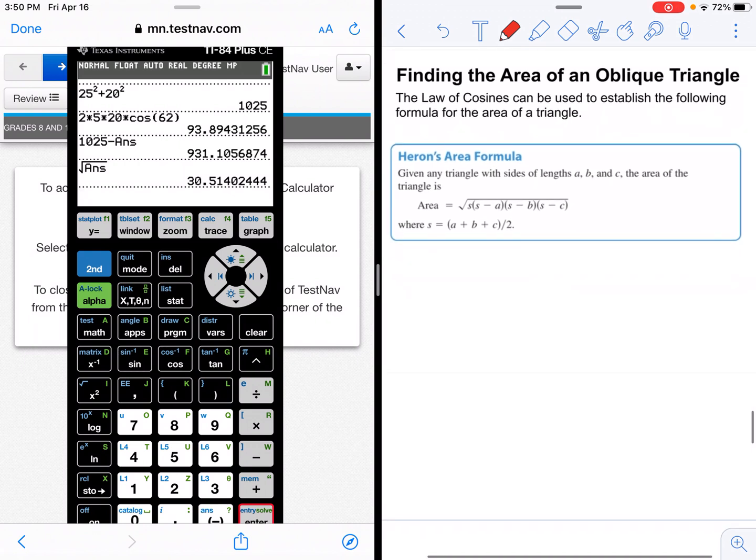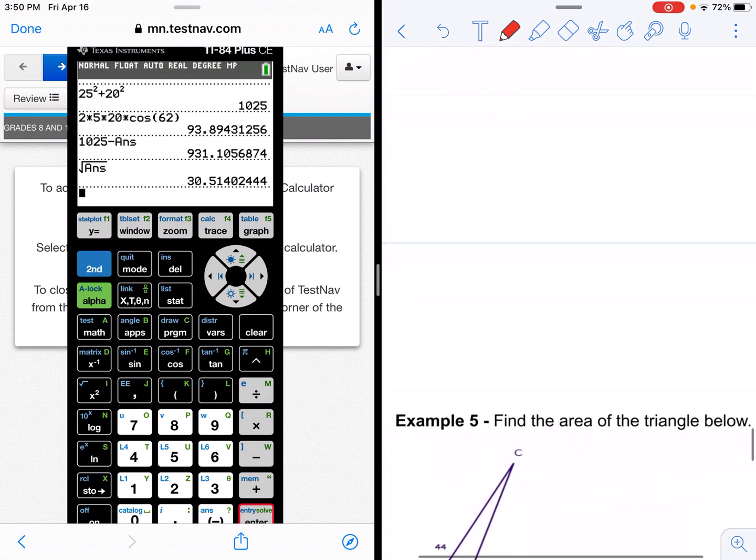All right, lastly, we're going to look at finding the area of an oblique triangle. And this is if we're given side, side, side. The law of cosines can be used to establish the following formula for the area of the triangle. So you first are going to find S, and S is all the sides added together divided by 2. And then you're going to multiply S times S minus each of the 3 sides multiplied together, and then take the square root. Let's try it out.